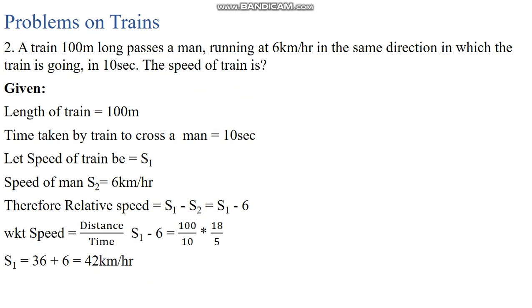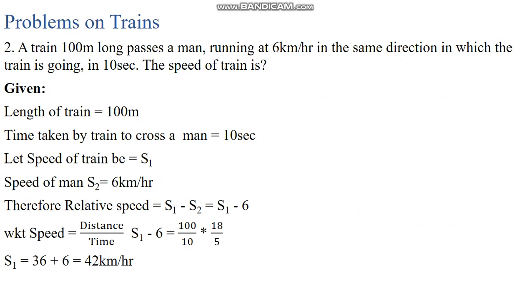We know the general expression for speed. Speed is equal to distance by time. Instead of speed, we can substitute the relative speed, which is s1 minus 6, equal to distance. Distance is nothing but the length of the train, which is 100 meter, divided by time, which is 10 seconds. If I evaluate the right hand side, I will get the value in terms of meter per second, but the left hand side is in kilometers per hour.